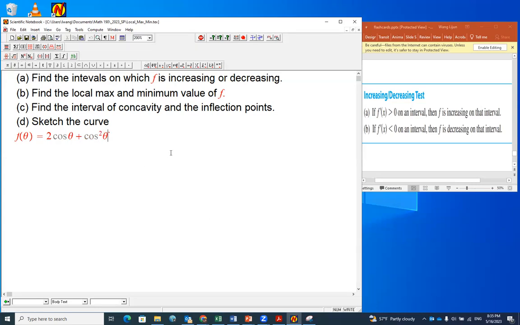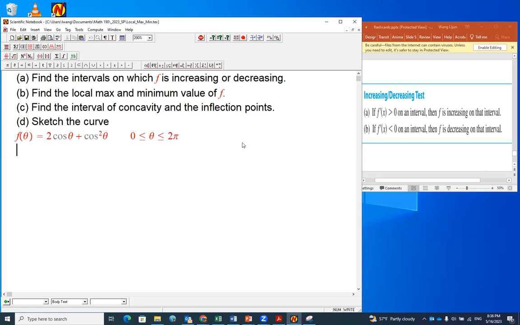And we are given an interval. The interval is from 0 to 2 pi. And our task, of course, is to find the intervals on which the function is increasing or decreasing, find the local max and local min, and find the intervals of concavity and inflection points. And lastly, we're going to sketch the curve.